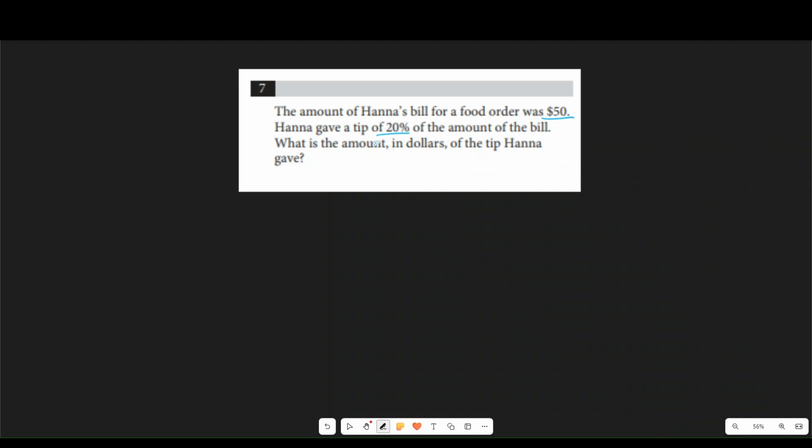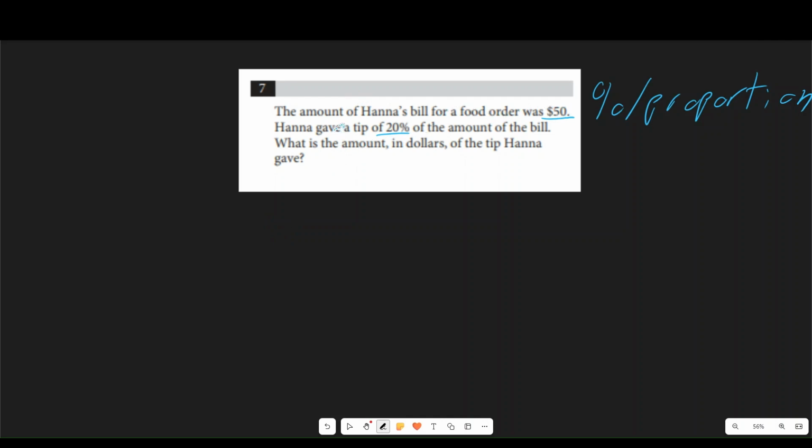So I would consider this question fairly straightforward. All you really need to know how to do is work with percentages, also known as proportions. That's the underlying concept you would need to solve this one. And it's pretty simple. All you need to do is find 20% of $50.